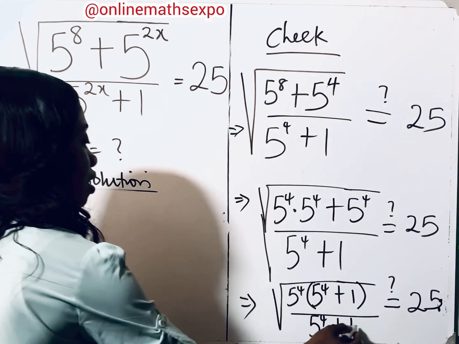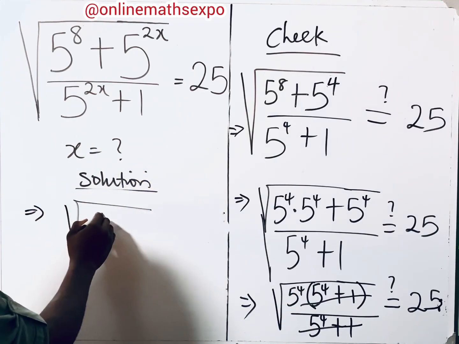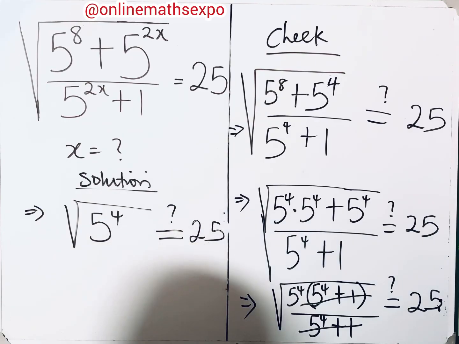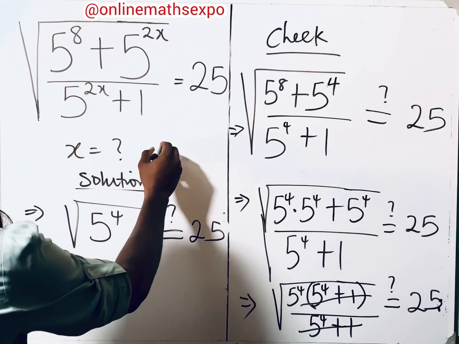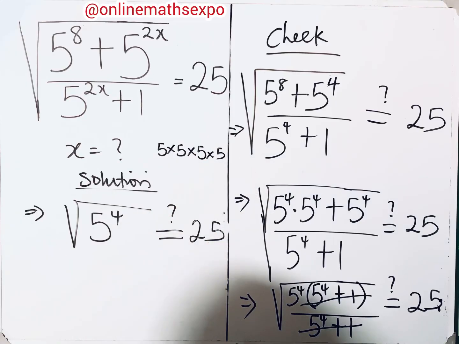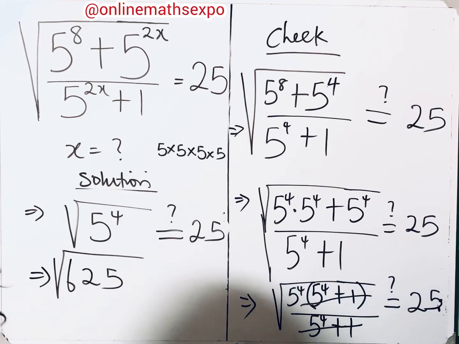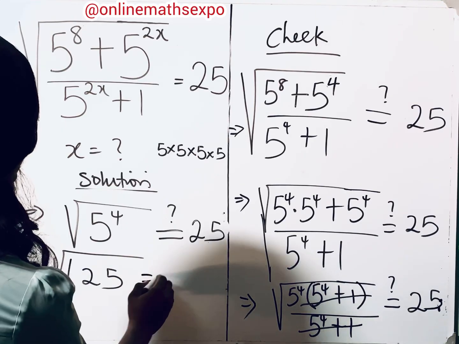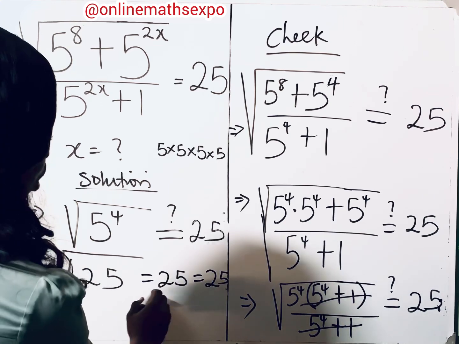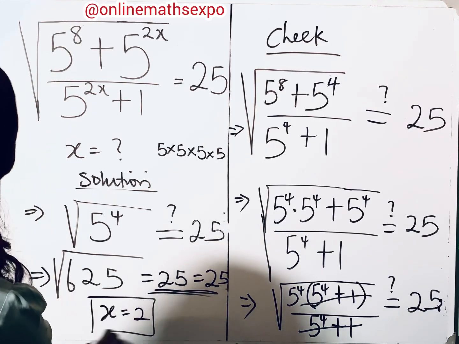At this point, you can cancel this out. So you are left with the square root of 5 to the power of 4. Is it the same thing as 25? Now, 5 to the power of 4 simply means 5 multiplied 4 times. And when you multiply 5 four times, it gives you 625. So the square root of 625, as you know, gives you 25. And 25 is equal to what we have at the right side. So it means that the value of x being 2 is what is correct.